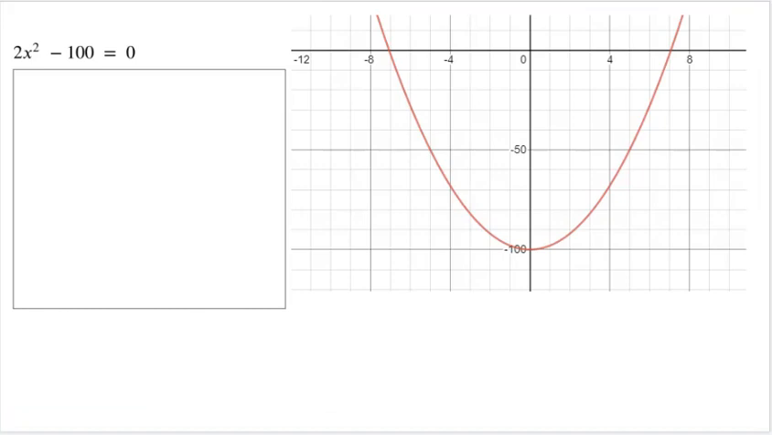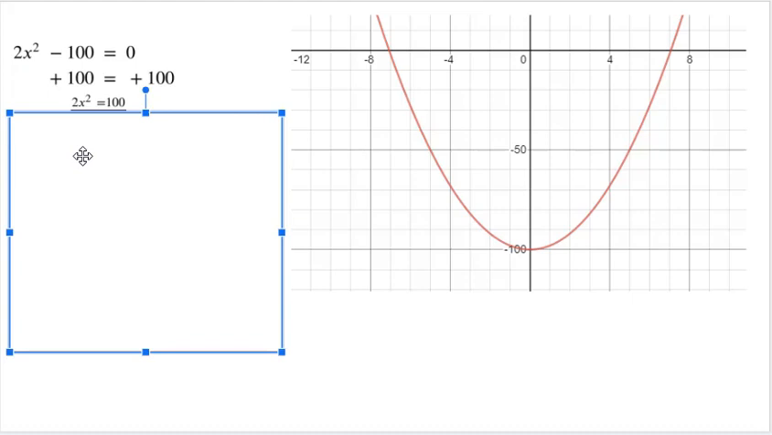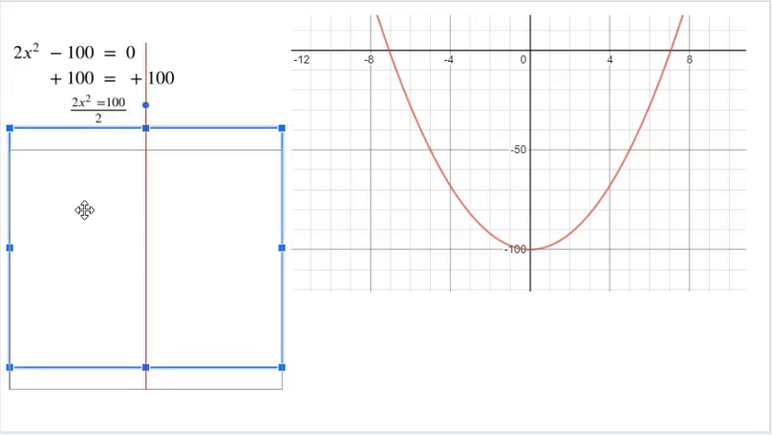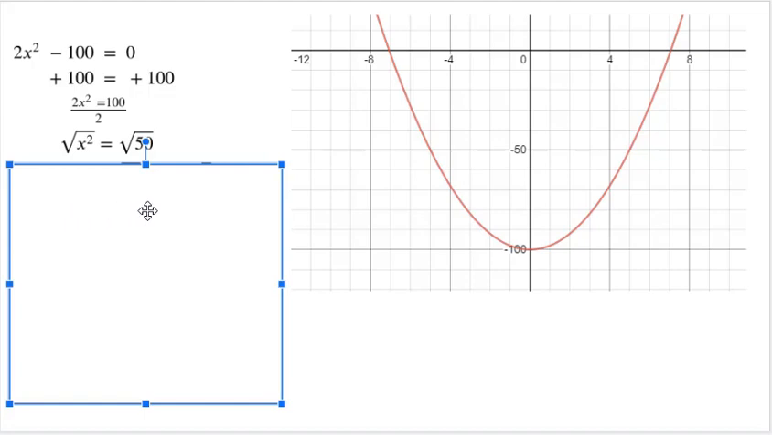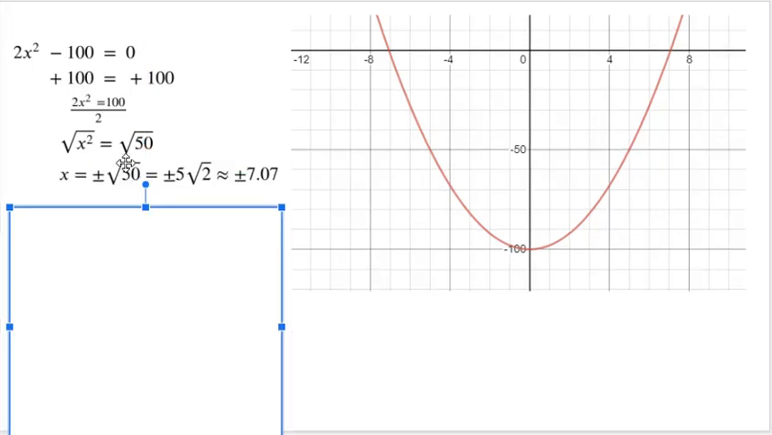This is almost the exact same problem, except instead of 128, it's 100, which means we add 100 to both sides. We then divide both sides by 2. We then have x squared equals 50. Take the square root of both sides. Square root of x squared is x. Square root of 50 is square root of 50, right? It's not a perfect square like it was last time.